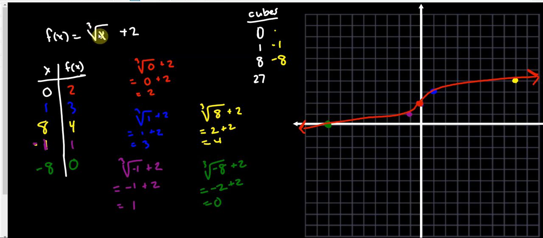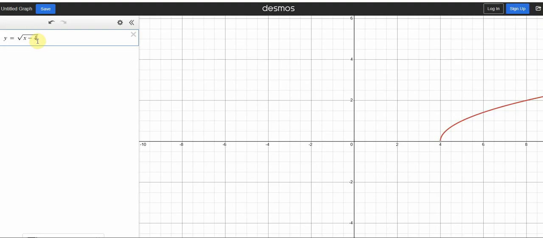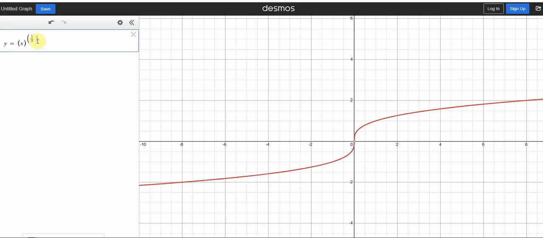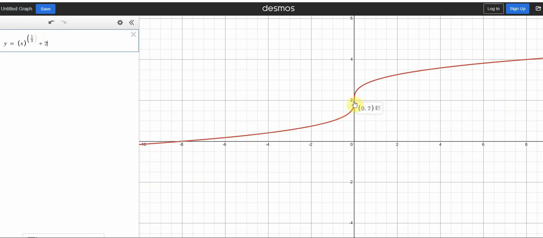Now, help me remember this. If I wanted to graph this in my Desmos graphing calculator, I wonder how Desmos does cube roots. I know I can do it this way. I can go x, we'll talk about this next lesson, but I can say to the 1/3 power, and then plus 2, boom, there's our beautiful graph. There's my 2, 0 point. Our 1, 3 point, 8, 4. So there's the beautiful same graph.